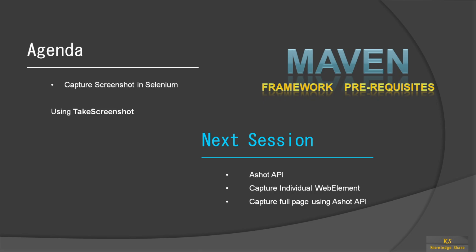So in this session we are going to talk on how to capture screenshots in Selenium. There are many ways to capture screenshots. We can do it using the TakesScreenshot interface, or we can use the Robot class, or there is one more API called AShot API, which we will be seeing in the next session.